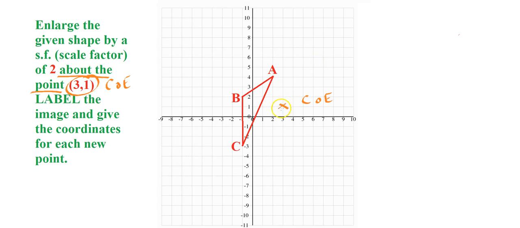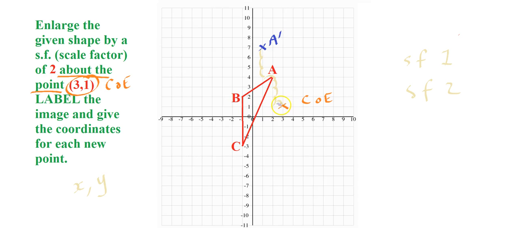I start at the center of enlargement, and I'm going to go to A. How do I get to A? Well, you do your x-axis move first, and then your y-axis move, right? So to get to A, I go across 1, and then I go up 1, 2, 3. So that's a scale factor of 1. If I repeat it, it'll be a scale factor of 2. So again, I'll go across 1, and then up 1, 2, 3, and that right there is the point of A dash.